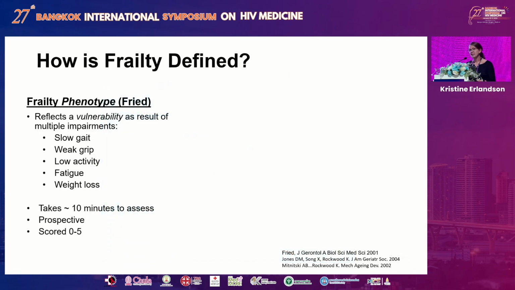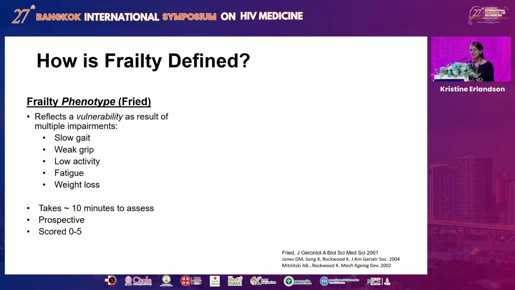If you look up frailty, there's probably hundreds of different definitions of how we can define this as well, but there's 2 main definitions that we tend to see used most frequently, especially in people with HIV. One is the Fried frailty phenotype, and this really reflects that vulnerability as a physical manifestation. Can you look at someone and say that person looks frail? And this can include things like slow gait, weak grip, low activity, fatigue, and weight loss are the 5 criteria that are most commonly included here.